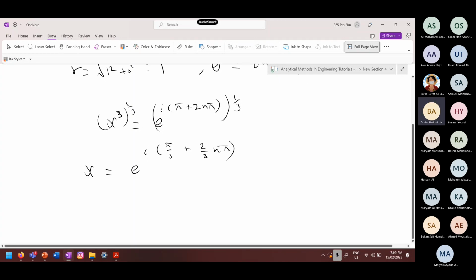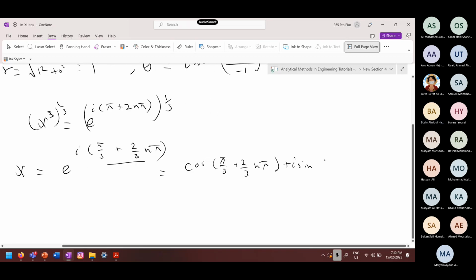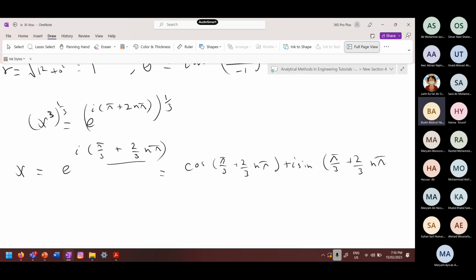Okay, now you're halfway done. Now you need to change this one to its polar form. As you see here, we don't have an r, which is going to be easier for you in the solution. You have cosine of the angle here, pi over 3 plus 2/3 n pi, plus i sine of pi over 3 plus 2/3 n pi.